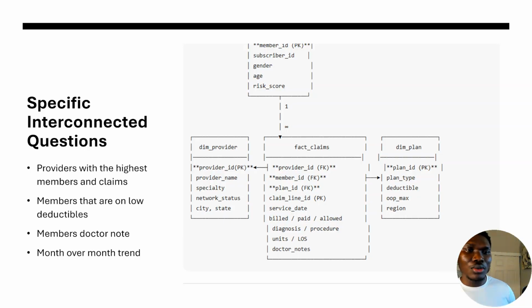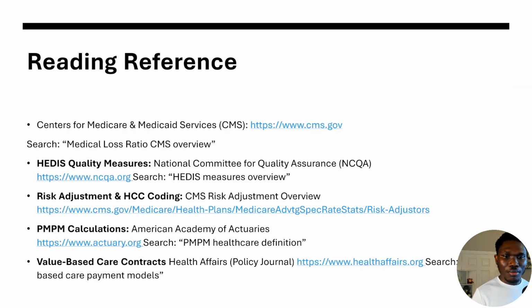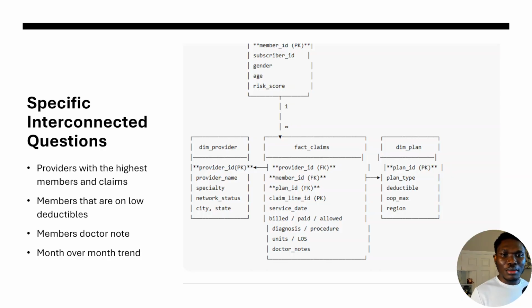But a more interconnected question that I pointed out here is providers with the highest members and claims. We have a table that has provider information, right? This table has provider information, but it doesn't have claims information. So we have to get the claims information from here, and we also need to know their members. So once you know, okay, this provider, how many claims, how many members do they have? Is this provider just telling their members to keep using our services more, or even though the cost of their claims is high, do they have more members? We want to know that.